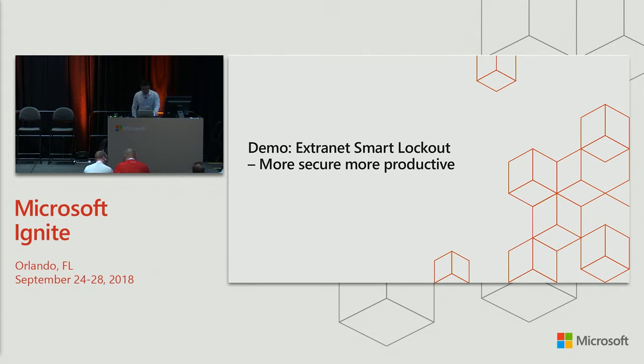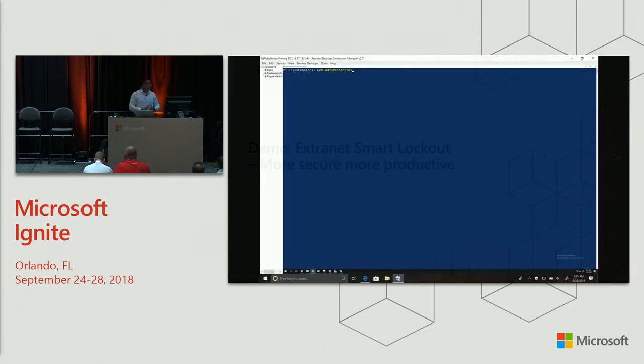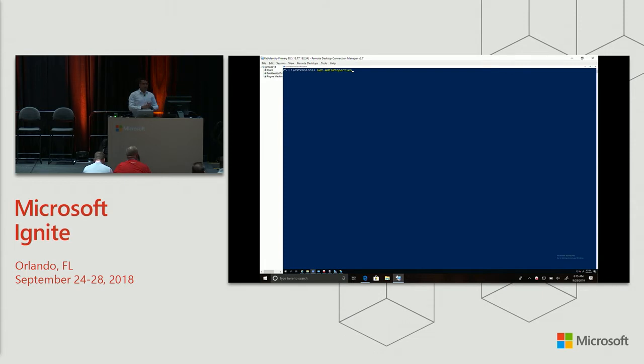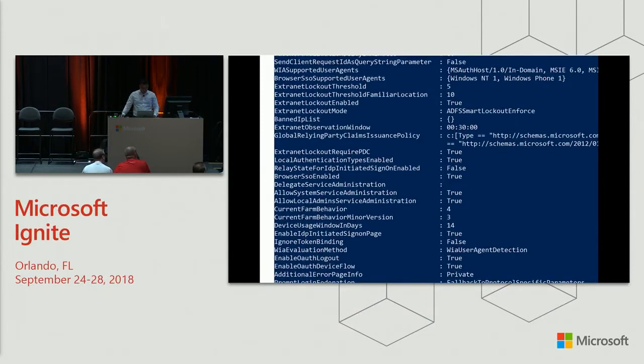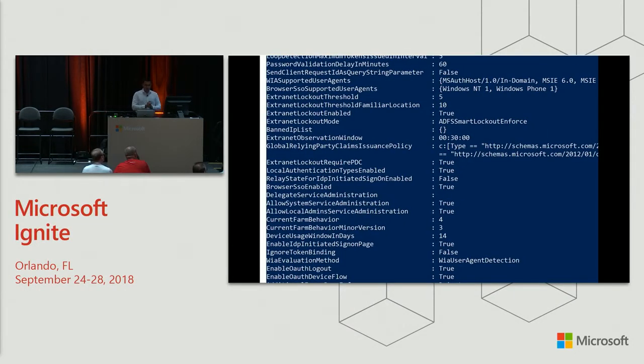Okay, so I'm going to switch the machine. It's really easy to configure the extranet smart lockout on your ADFS box. I have an ADFS 2019 infrastructure here. I'm going to go through some of the settings that you can set using Set-AdfsProperties here, just so that everyone is able to see this.